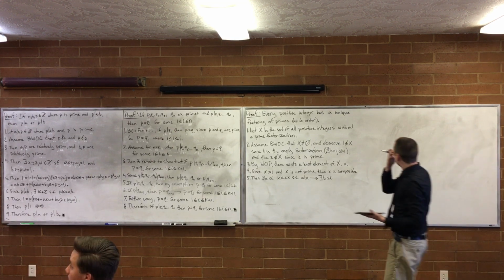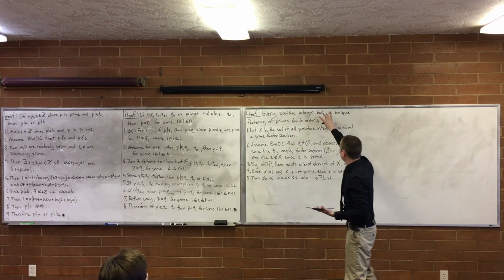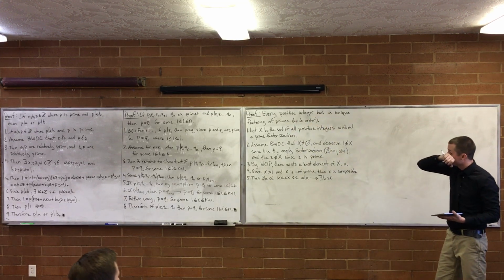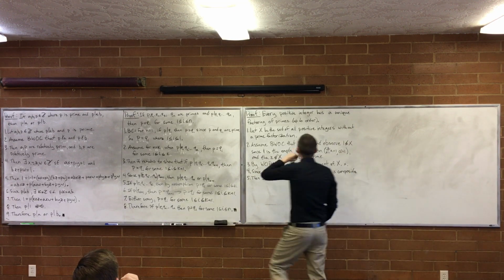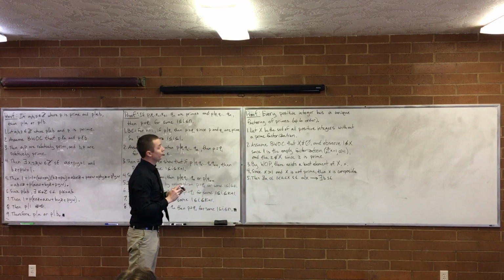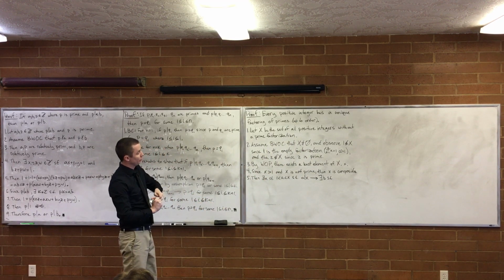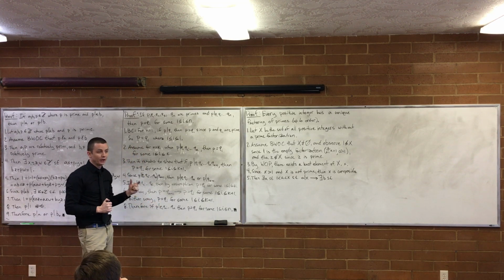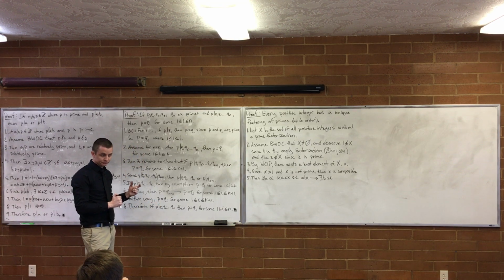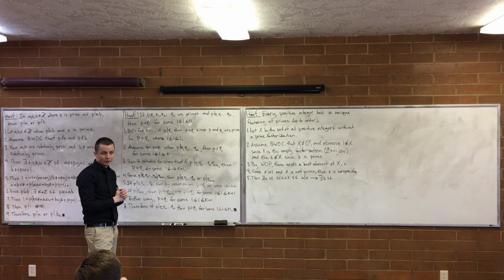Okay, so now we're going to do this proof, which I think you guys already have an intuition for what this is saying. We're going to break this up into two parts. First, we're going to show that every positive integer has a prime factoring, and then we're going to show that that prime factoring is unique. You see what I'm saying?